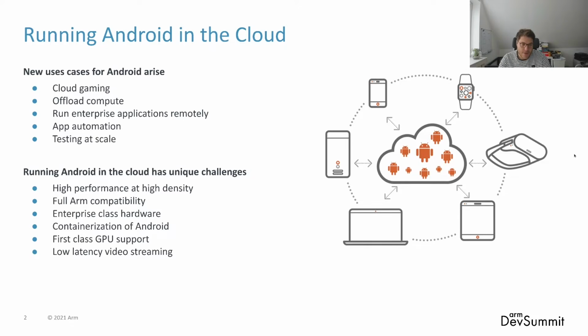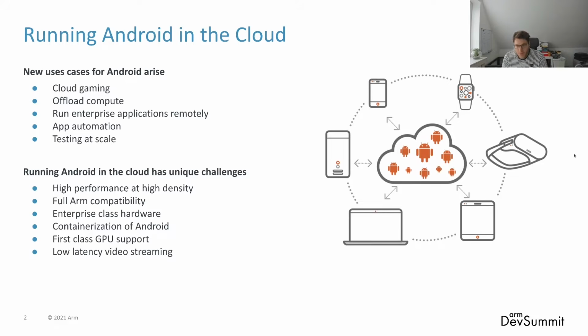Then third, what is also highly important if we're talking about cloud is running on enterprise class hardware, which means that servers are efficiently made and can be operated in the usual ways. On the software side, there are a few additional aspects as well, including the containerization of Android. As Android is usually run on physical devices, running it in the cloud requires either virtualization or containerization to run it at higher scale or higher density.